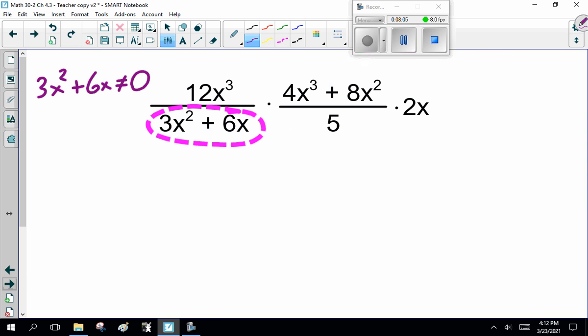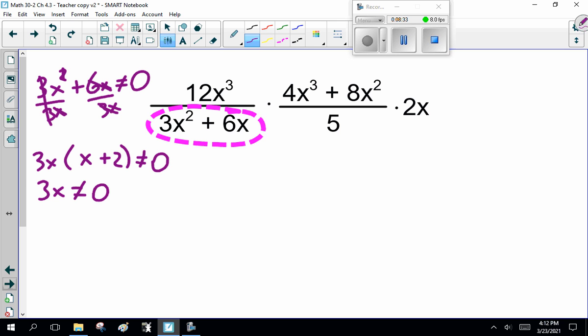3 and 6, I can factor out 3. Oh, x squared and x, I can factor out an x in each term. So that's 3x times what's left? 3x squared, that would be x. That's 1x. And 3x is 2. So right off the bat, notice I have two things I'm multiplying by. So 3x cannot equal 0, and x plus 2 cannot equal 0.